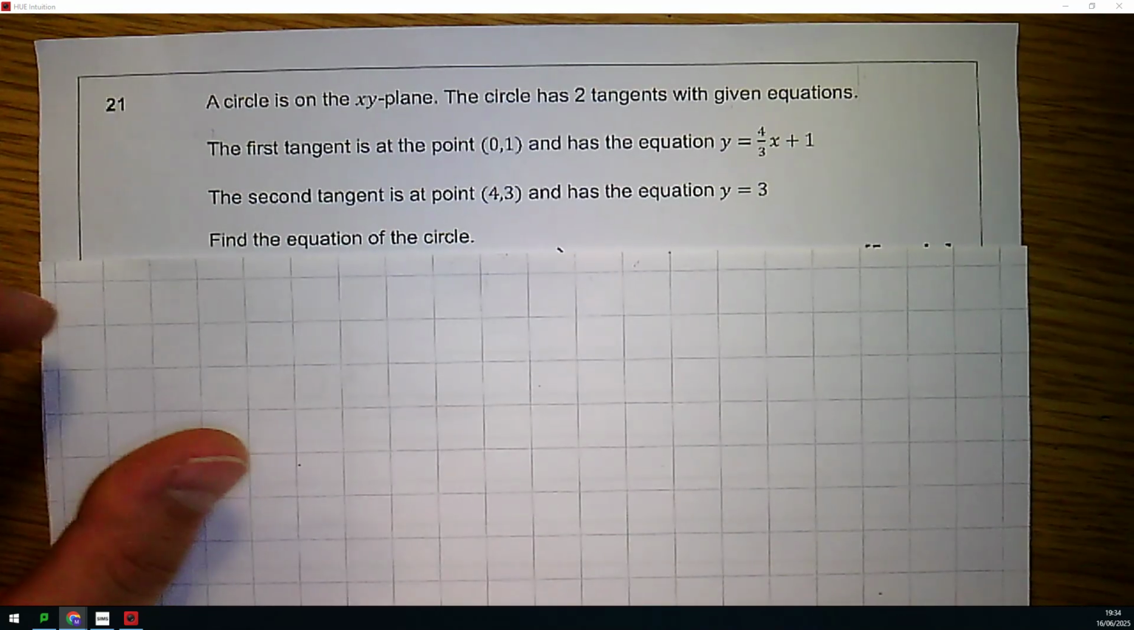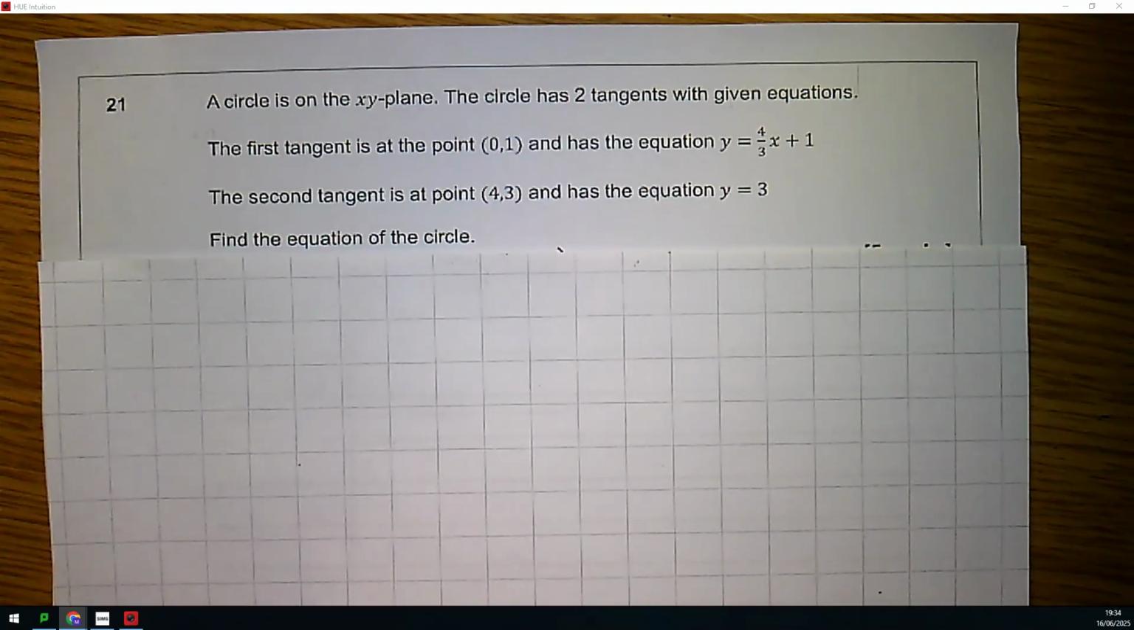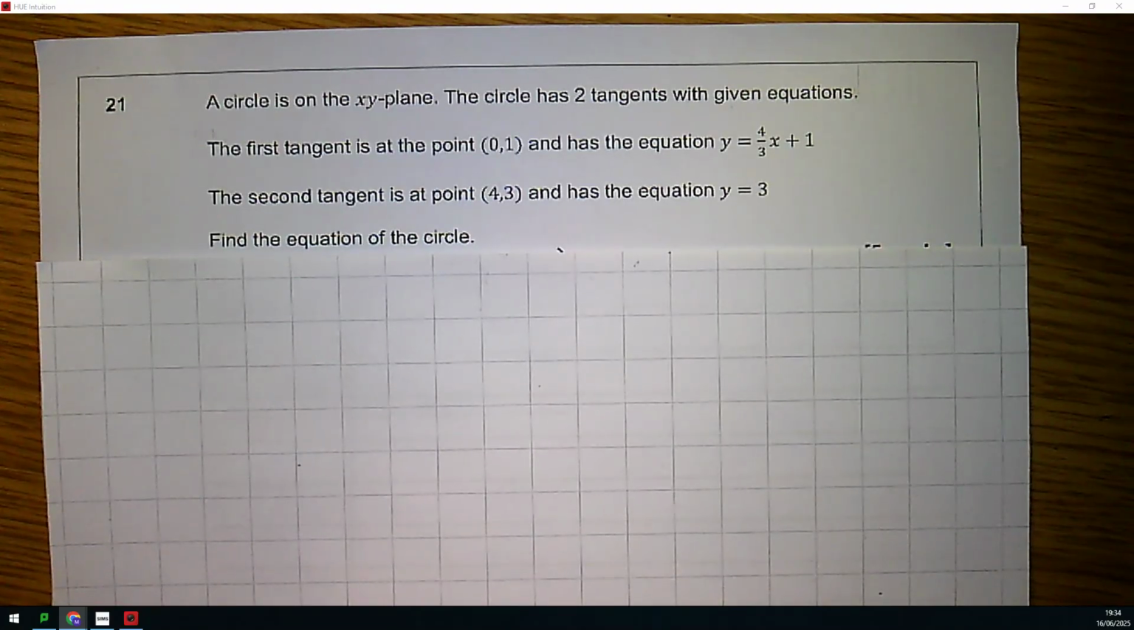Last question. Question 21 reads: the circle is on the xy plane. The circle has two tangents with given equations. The first tangent is at the point (0, 1) and has the equation y equals 4/3 x plus 1. The second tangent is at the point (4, 3) and has the equation y equals 3. Find the equation of the circle.